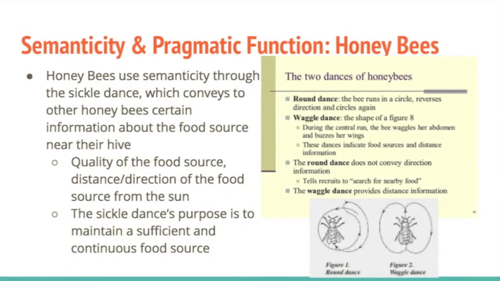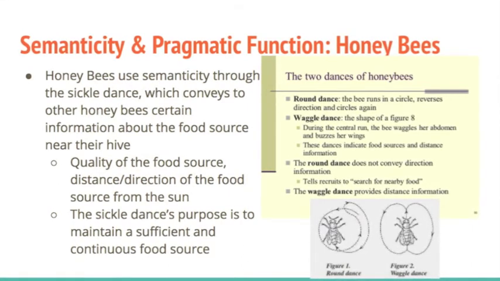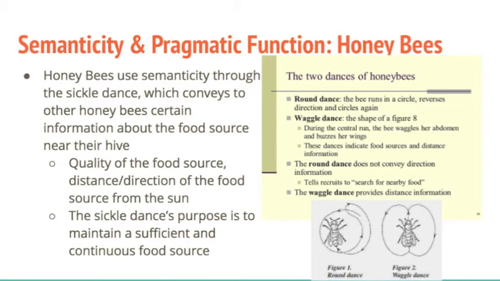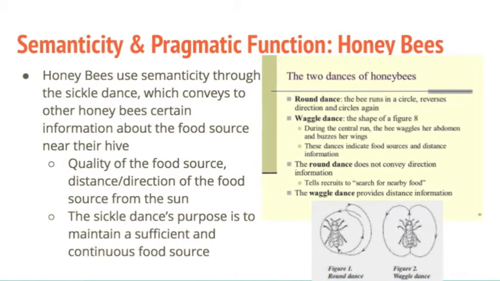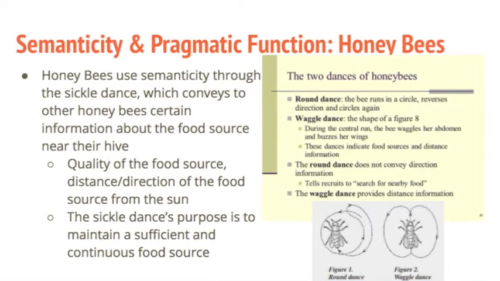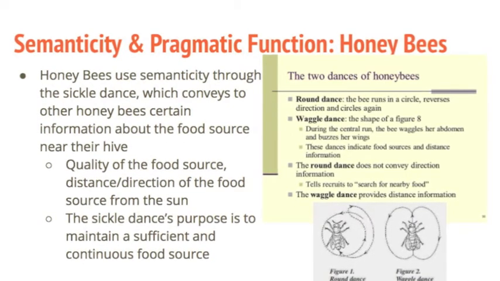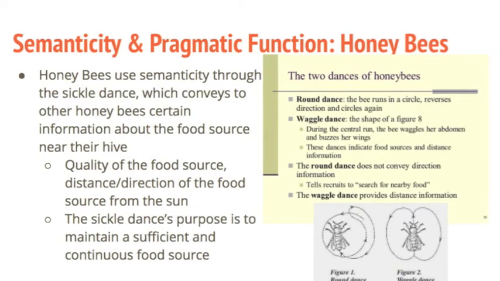Honeybees serve as an example of a species that facilitates both semanticity and pragmatic function. Honeybees use semanticity through the signal dance, which conveys to other honeybees certain information about the food source near their hive. Without this feature, the bees would have no way of sharing information in order to maintain a sufficient food source.